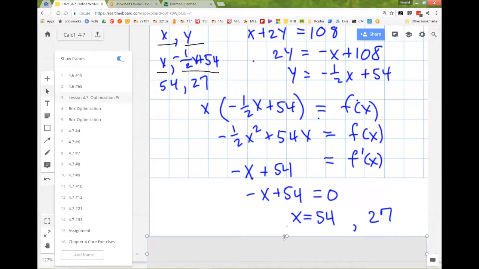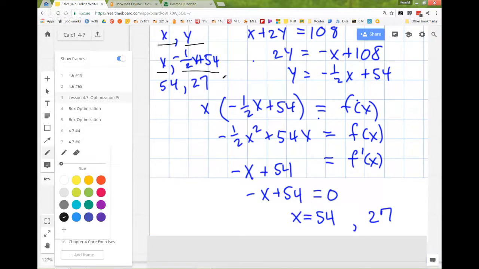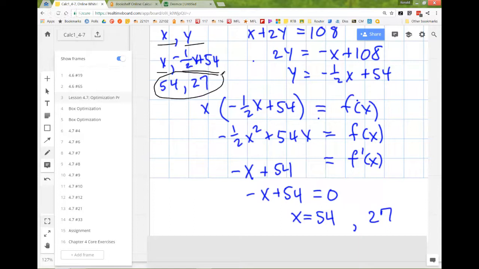Well, remember, we've got the name for the second one. So we found x. What's -1/2 x plus 54? Well, -1/2 of 54 is 27. -27 plus 54 is 27. So what are the two numbers? 54 and 27.